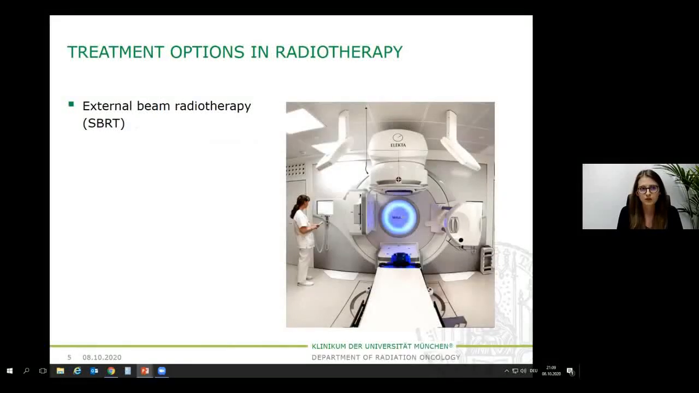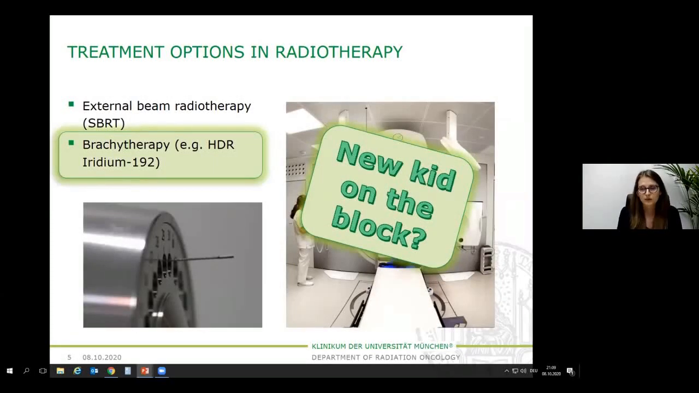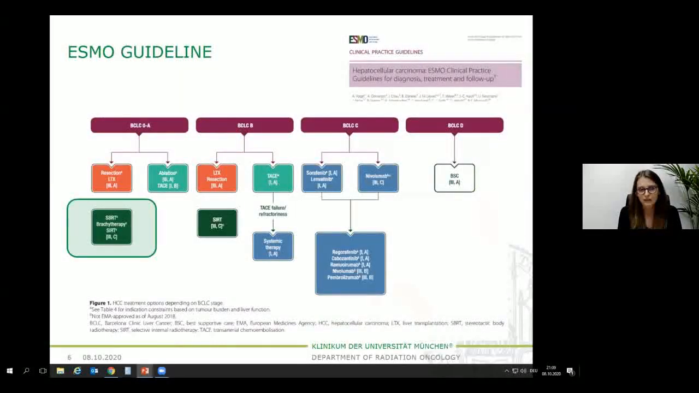Which treatment options do we have in general? Of course, as all of you know, we can do external beam radiotherapy, which usually in the case of liver will be SBRT, but we have also the possibility to do brachytherapy. And I always say, is this a new kid on the block? Well, actually it is not, because we already have a lot of data, and brachytherapy is also already now a treatment option also in international guidelines.